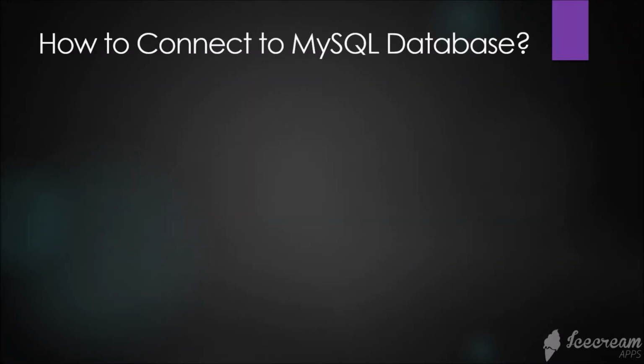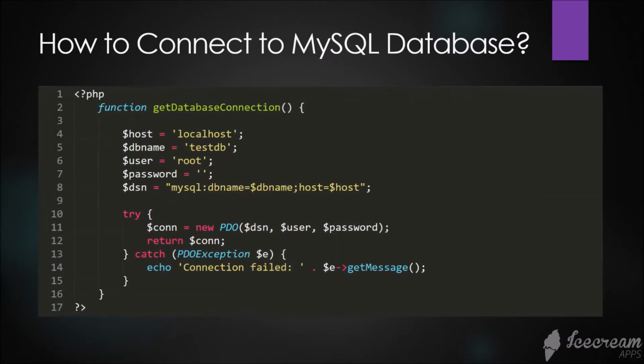Okay, so how to connect to MySQL database? So we have here our sample code, in which I placed it in a function and named it getDatabaseConnection. Okay, so I declare some variables here, localhost for the host. If it is already for production, mostly they use the IP address of the server. But since we are working locally, then we can set localhost, okay?